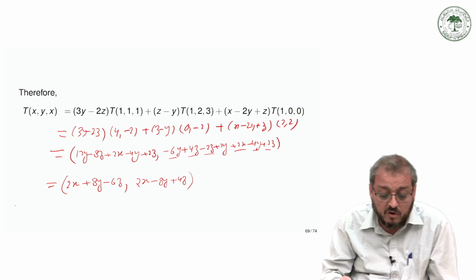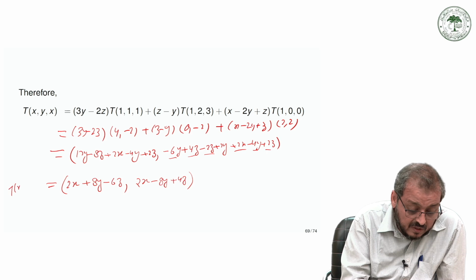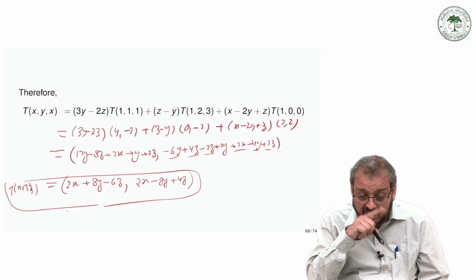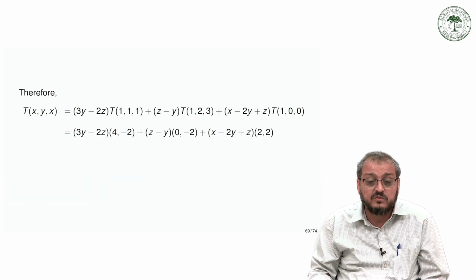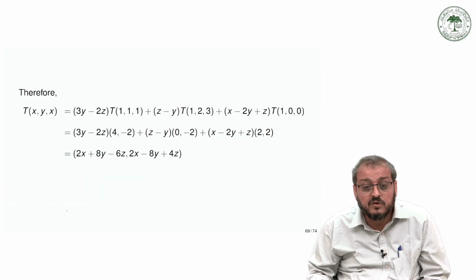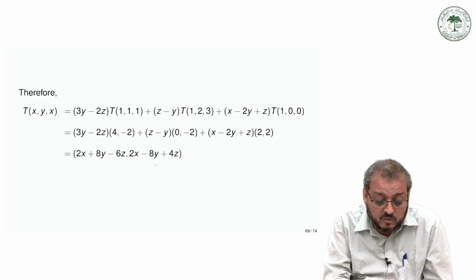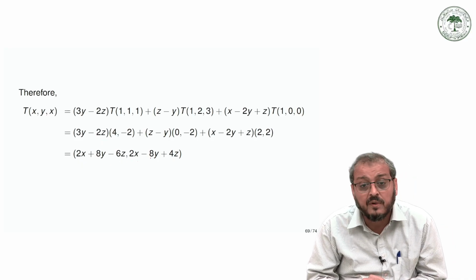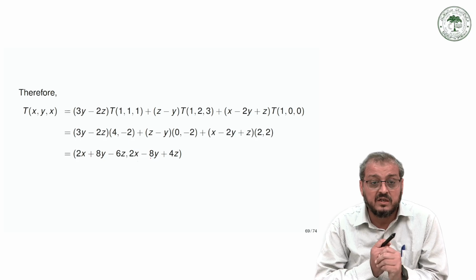So this means T of (x, y, z) can be written in this form. This is the general linear transformation we have been calculating. We just take 2x plus 8y minus 6z, 2x minus 8y plus 4z. This is the general linear transformation.